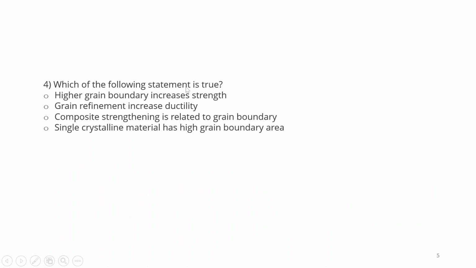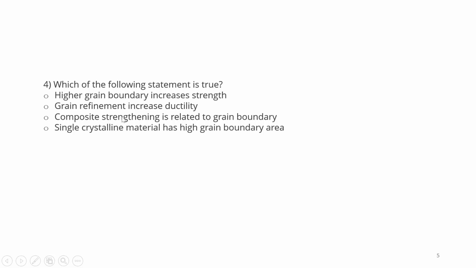Next is: which of the following statements is true? Your options are: higher grain boundary increases strength; grain refinement increases ductility; composite strengthening is related to grain boundary; and single crystalline material has high grain boundary area. Out of these you have to find out which statement is correct. Firstly, single crystalline material won't have any grain boundary, so this statement is incorrect.